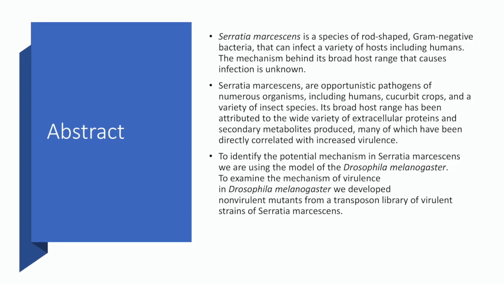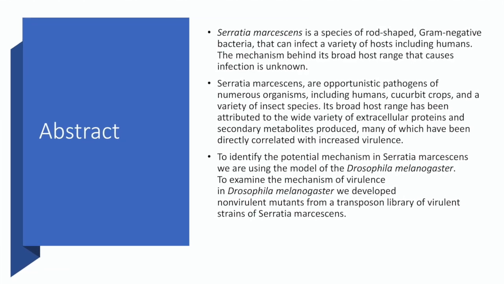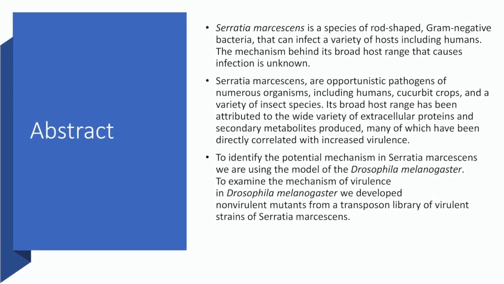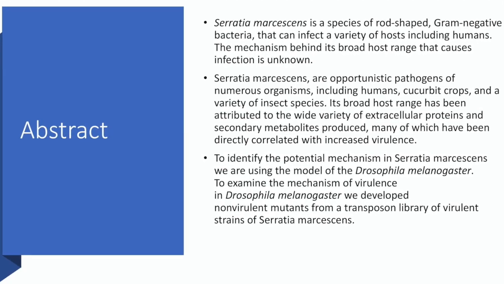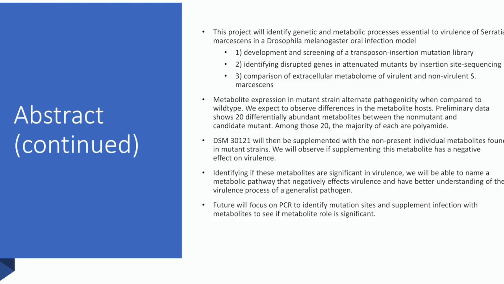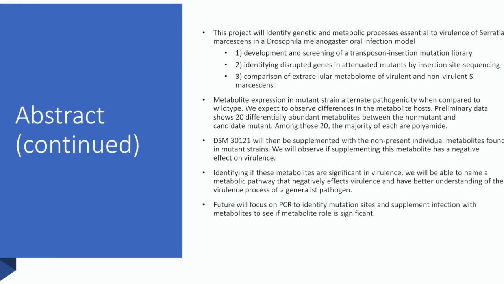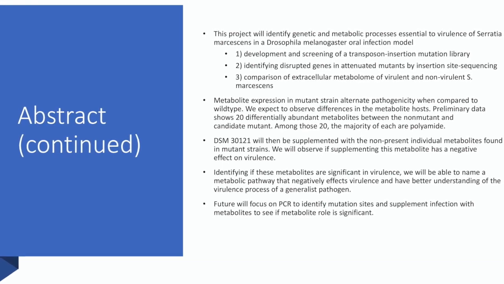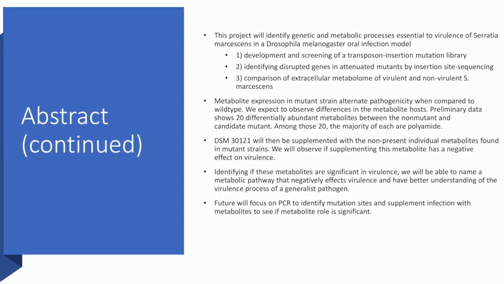To start off, I'm just going to talk a little bit about what Serratia marcescens is. It's rod-shaped, gram-negative, anaerobically facilitated. It can infect a lot of things, including humans, crops, and even some insects. But the big thing that we're studying here is what causes this infection.